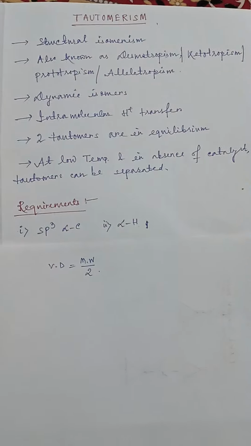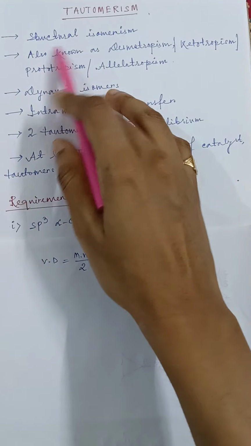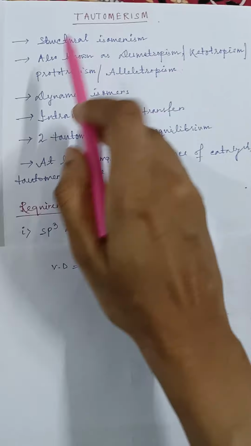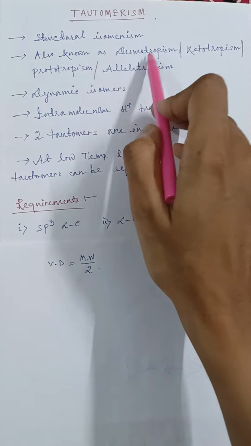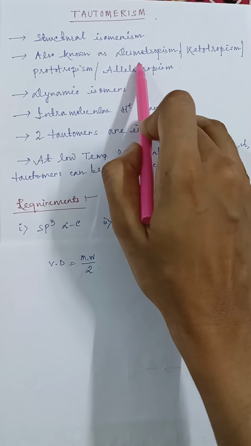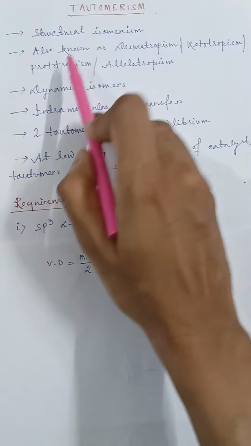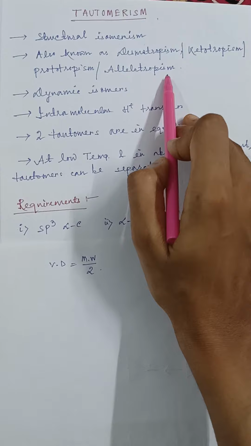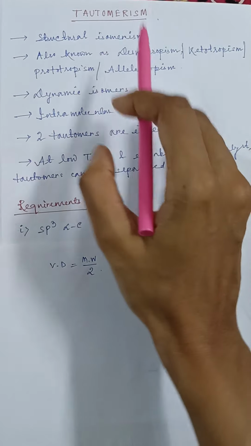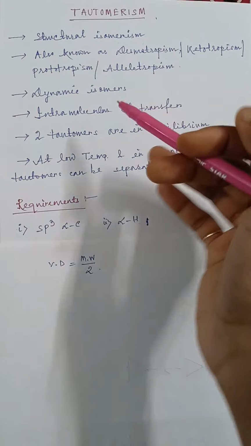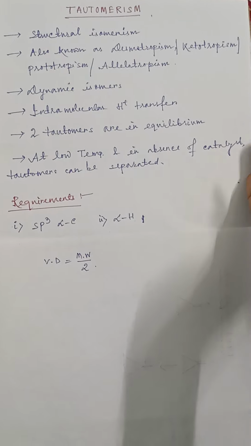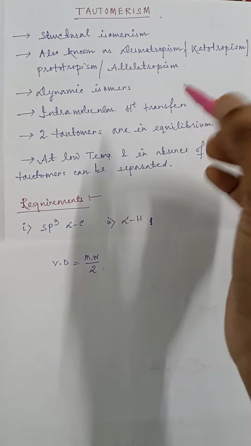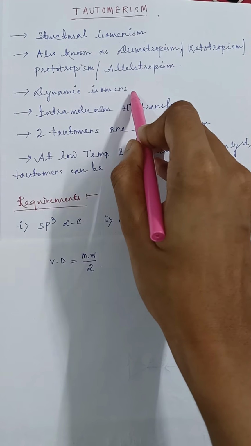Sorry, first of all, they are structural isomers. The second point is they are also known as desmotropism. This tautomerism is also known as desmotropism, ketotropism, prototropism or allotropism. And what happens in tautomerism is that the two tautomers are in equilibrium. So they are in dynamic equilibrium. That's why they are also called dynamic isomers.